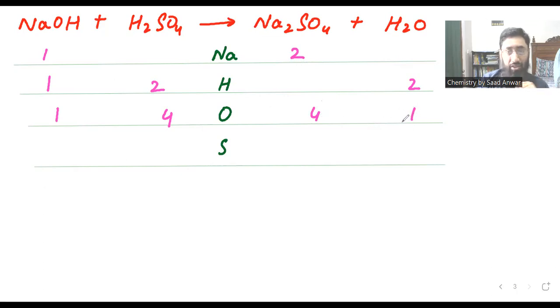Oxygen seems balanced here. What about sulfur? One sulfur atom from here and one sulfur atom from here. So sulfur is also balanced. So sodium is not balanced, hydrogen is not balanced. Let's try to make the sodium atom balanced and the hydrogen atom balanced first.